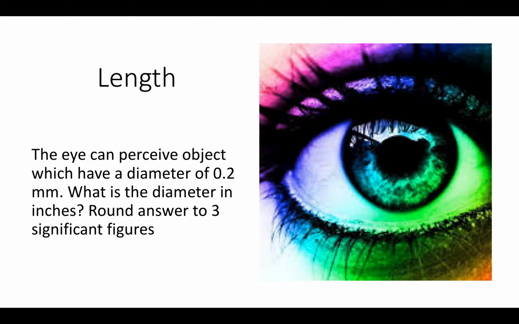It says the eye can perceive objects which have a diameter of 0.2 mm. Mm stands for millimeters. What is the diameter in inches? Round answer to three significant figures. Okay, so there are three things here. It says diameter of the eye is 0.2 millimeters. Now, what is the diameter in inches? So we have to convert millimeters to inches, and we have to round our answer to three significant figures, meaning basically three numbers.